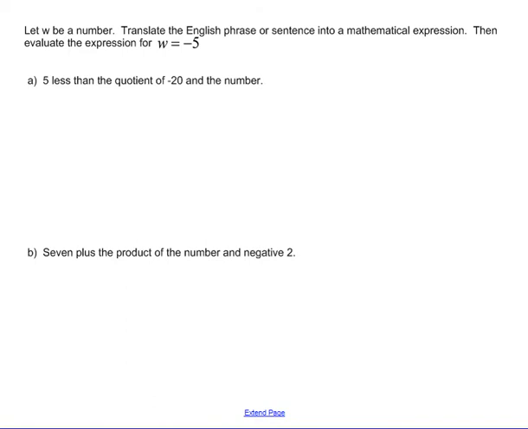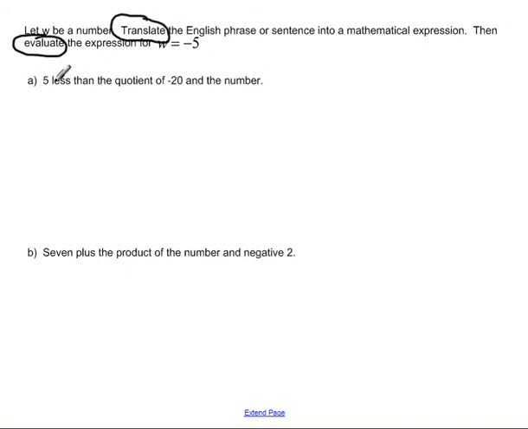Let W be a number. Translate the English phrase or sentence into a mathematical expression. Then evaluate the expression for W equals -5. So we have two things to do in this problem. First, we're going to want to translate, and then we're going to evaluate. So let's do the translation first here.